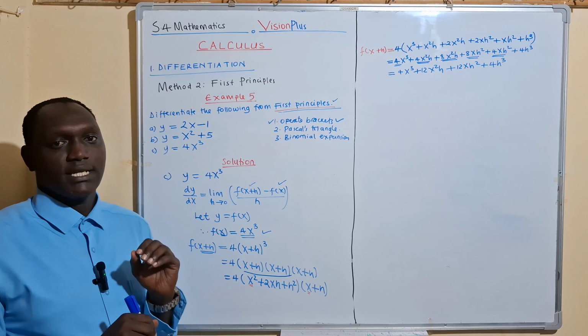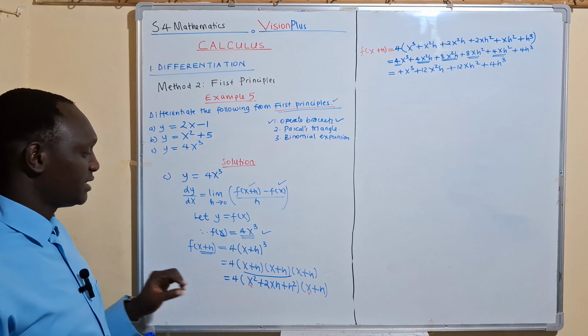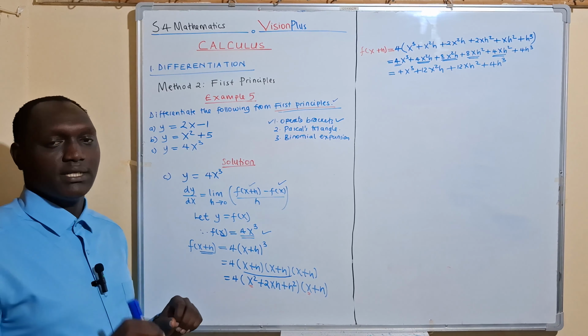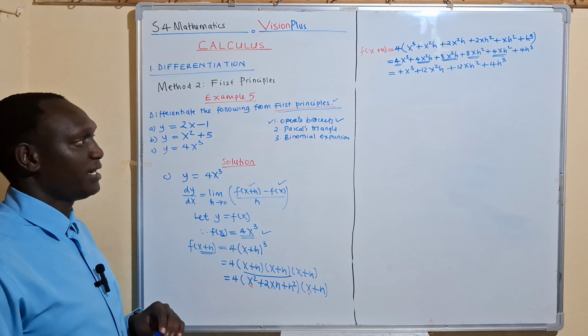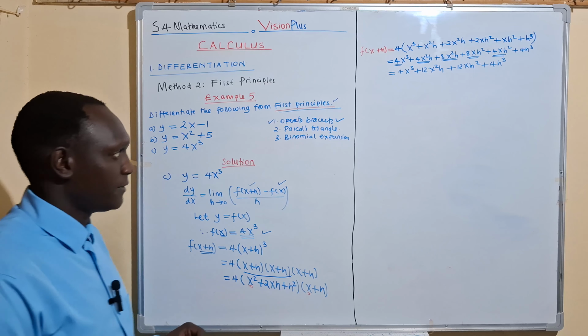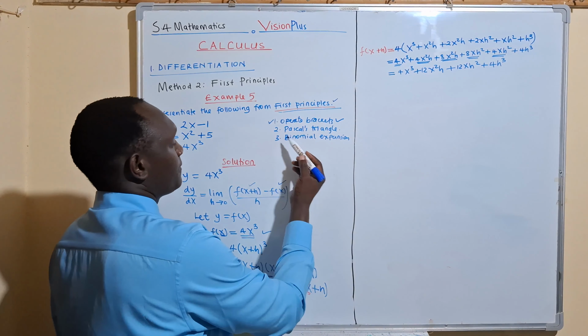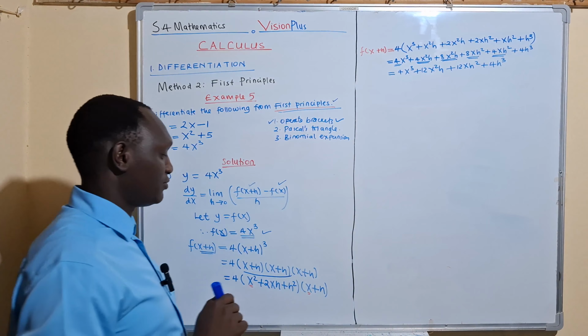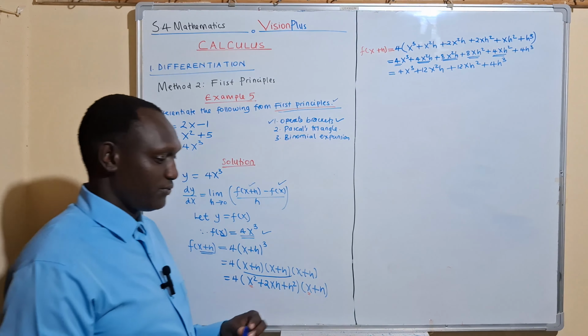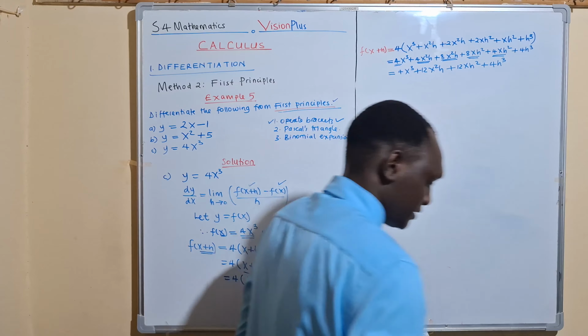First principles is really very simple. The issue is in the expansion. If you cannot expand very well, that is where you will fail. So it is important for you to know the 3 methods such that you see which one is quicker for you at a given instant.